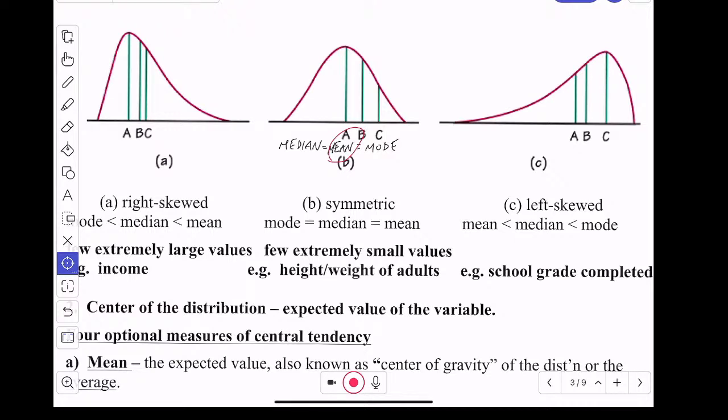That leaves the mode as an important descriptive value, because you can see it on any graph, and a graph is always what you do first. In any graph, you see it right away. It's where the peak is, or any of the peaks, because you could have more than one peak. So you see the mode, and it's important that we can see the mode and talk about it.